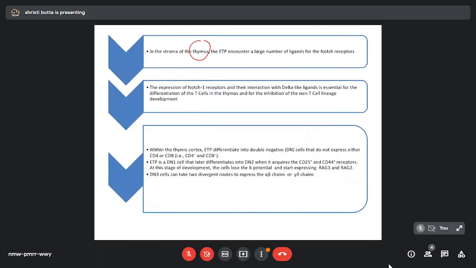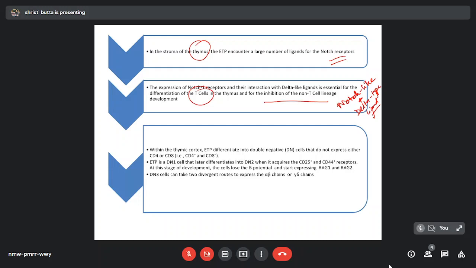In the stroma of the thymus, the early thymic progenitors encounter a large number of ligands for the Notch receptors. The function of these Notch receptors, that is the Notch1 receptor, is in their interaction with the delta-like ligand. So remember that you have the Notch receptor, which interacts with the delta-like ligand, right? The expression of Notch1 receptors and the interaction with the delta-like ligand is essential for the differentiation of the T cells in thymus and for the inhibition of the non-T cell lineage. So it allows for the maturation of the T cells and inhibits the non-T cell lineage.